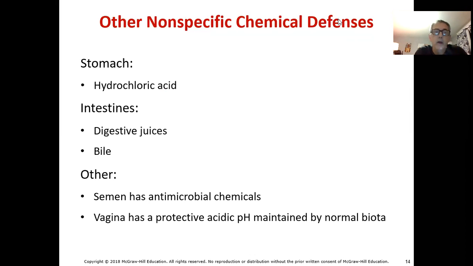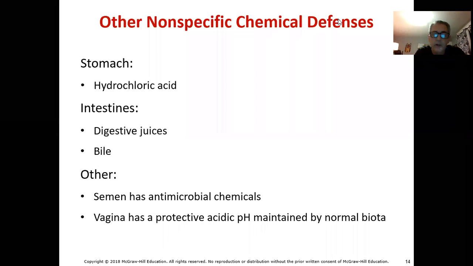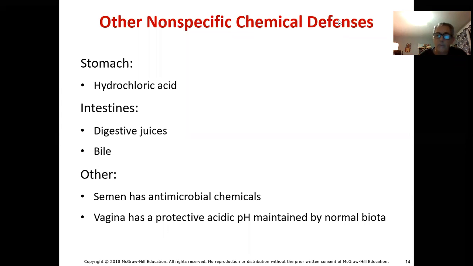We already mentioned the stomach. The acid is hydrochloric acid in the stomach. Our intestines have digestive juices. The bile that is secreted emulsifies fats. Semen has antimicrobial chemicals, and the vagina has a protective acidic pH that's maintained by the normal biota.